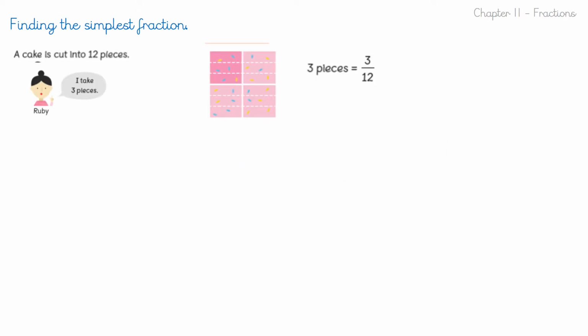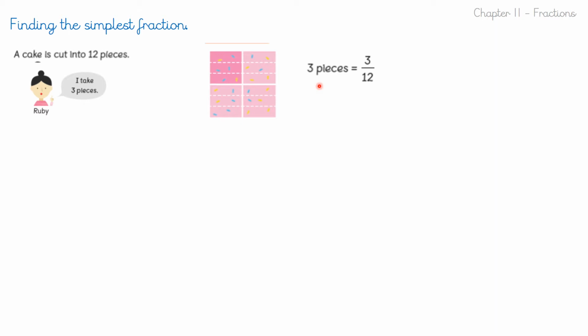Our task today is to find the simplest fraction, and we're going to look at how to do that. Our cake is cut into 12 pieces, and Ruby takes 3. We've said that she takes 3 12ths of the cake. Now, what can we do in order to find the simplest fraction? This means, what can we do in order to find the smallest equivalent fraction possible?